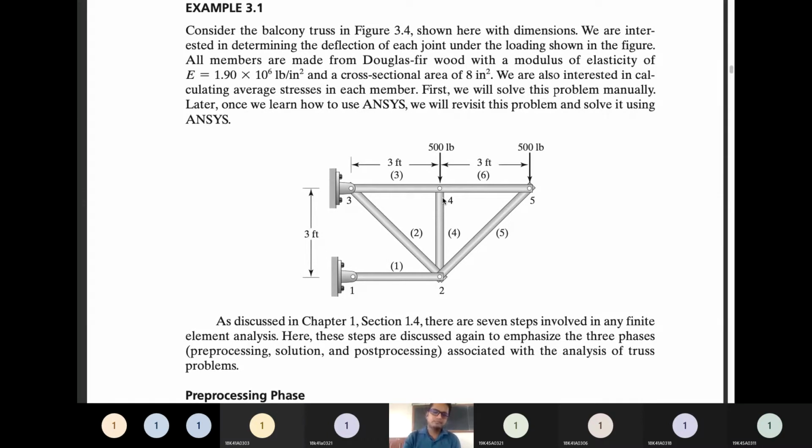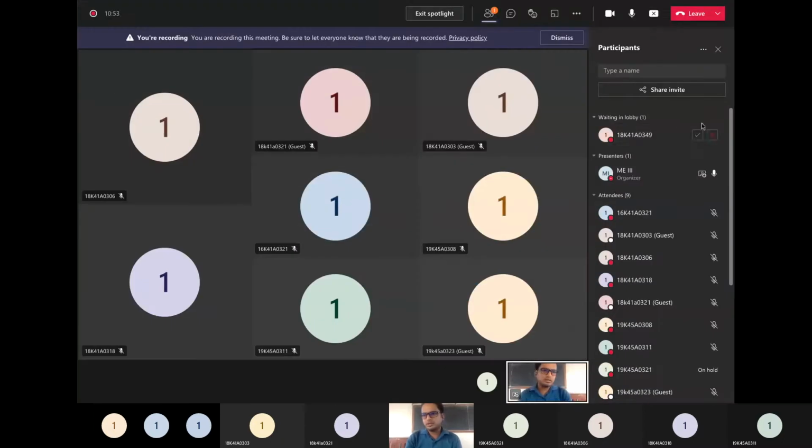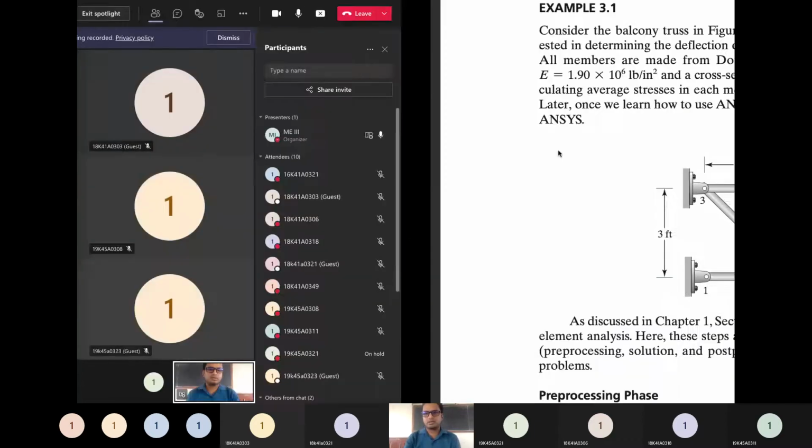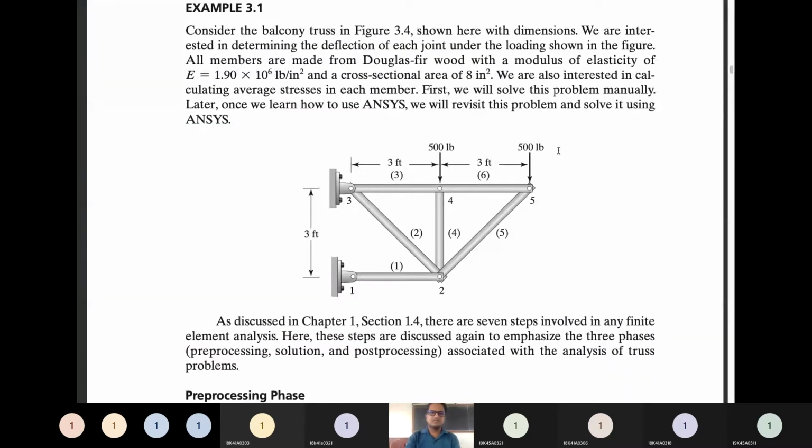Okay. Here you can see, if you people keep on joining like this, then the rhythm of this lecture will be broken, because I have to switch the screen from this PDF to your Teams software and accept your invitation. So try to join the class on time.